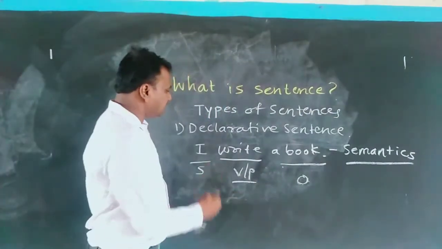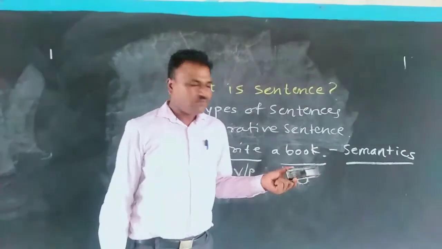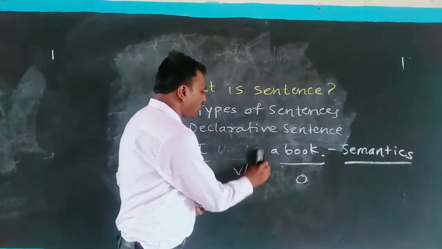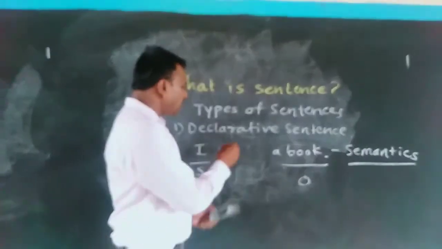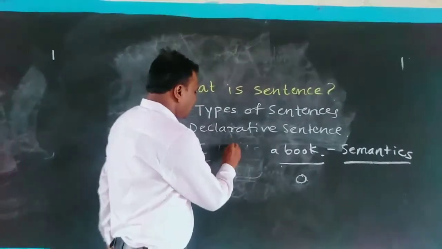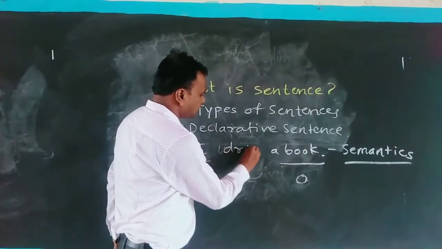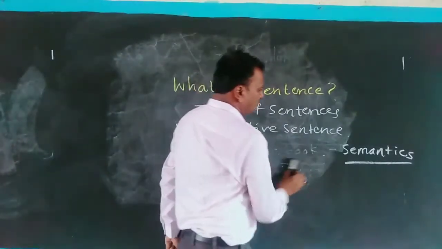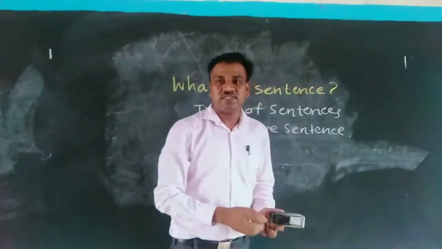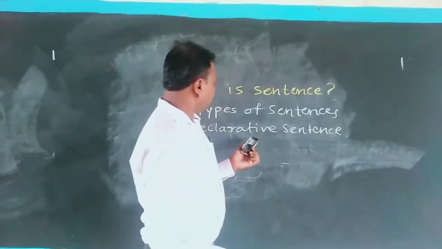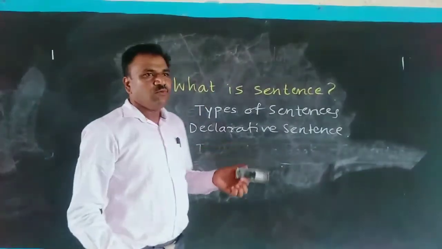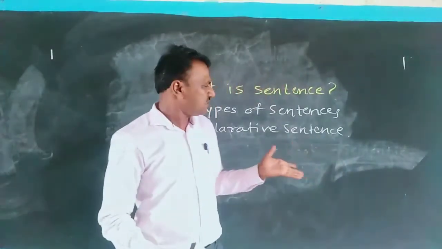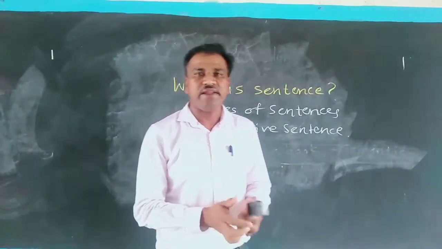Otherwise, if I say something that does not make sense, it is not semantically correct. Instead of write, if I use another verb, for example if we say I drive a book, this cannot give a meaning to the sentence. So we have to use proper verbs for the sentence. Then it is semantically correct. In declarative sentences, we daily speak with each other in English, in Marathi or in any other language. We declare something, so it is called a declarative sentence.